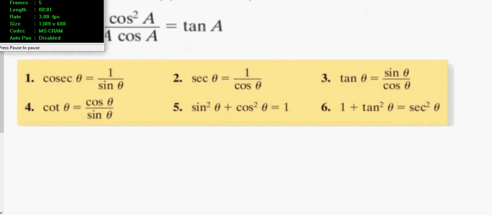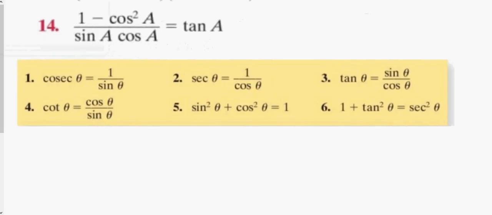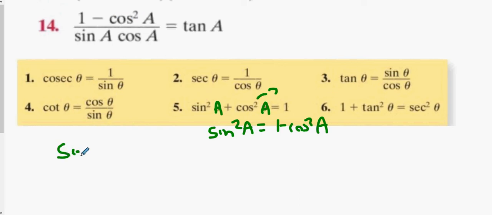Hey lads, prove the following: 1 minus cos squared A equals sine A over cos A. No bother. When I see a 1 and a cos squared A, straight away I'm thinking number 5. And what can I do with number 5? Bring the cos squared A over the other side, and what do I get? Exactly. So what can I change that to? Sine squared A. Now sine squared A means sine A multiplied by sine A. Would that be alright with you guys?